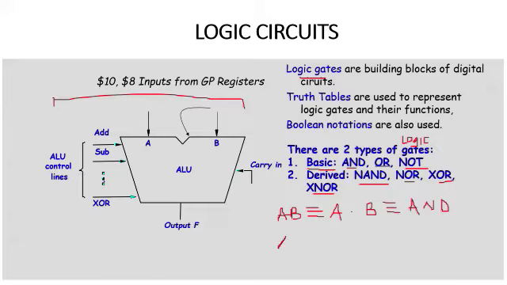So for the OR gate, it is A plus B. You can also say it's the same thing as A or B.